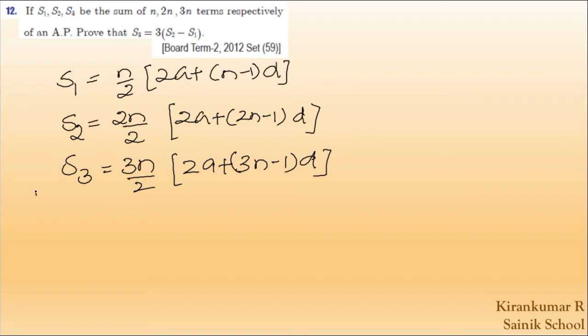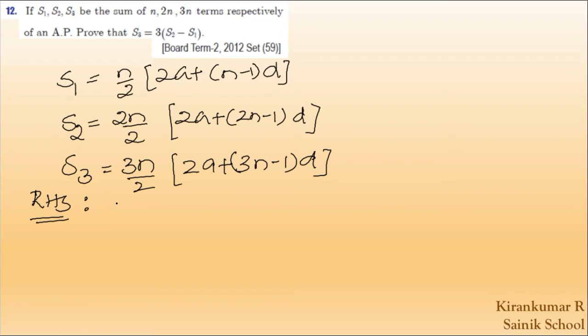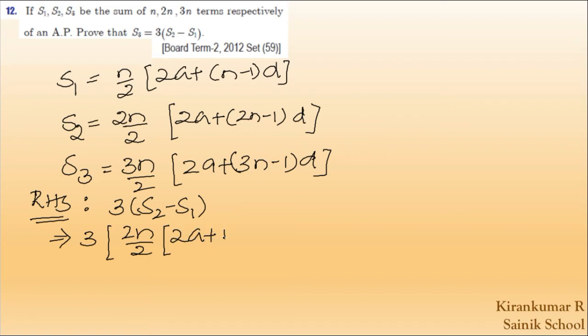Now let me take the right hand side. I'll consider right hand side and I'll show that it is equal to the left hand side. So right hand side is 3 times of S2 minus S1. Let's do that. Substitute. 3 times 2n by 2 multiplied to 2a plus 2n minus 1 into d, minus n by 2 multiplied to 2a plus n minus 1 into d.